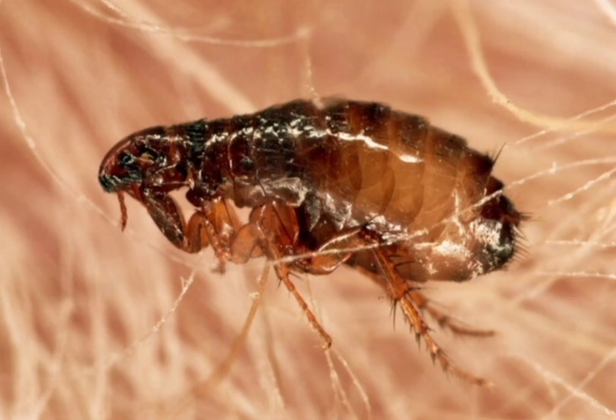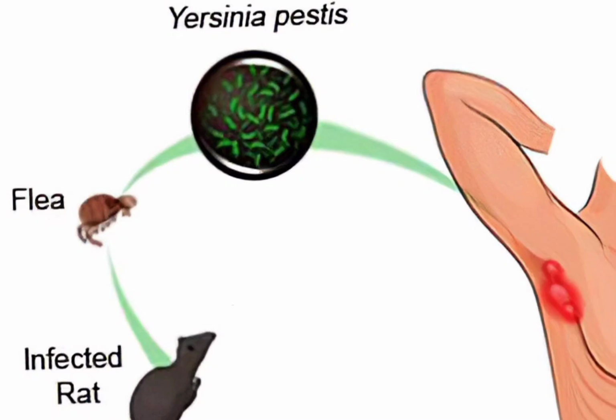Bubonic plague, caused by Yersinia pestis, infects and swells the lymph nodes, including axillary lymph nodes, while airborne infection of the lungs is caused by pneumonic plague.